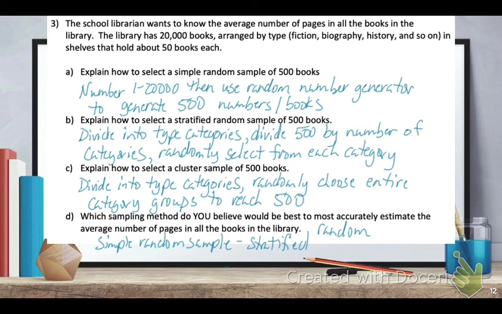So, a random sample, either a simple random sample where all the books in the library have an equal chance of being chosen, or stratified where they are divided into types of books, and then from that type, all of those books in the type have an equal chance of being selected for their pages to be counted.